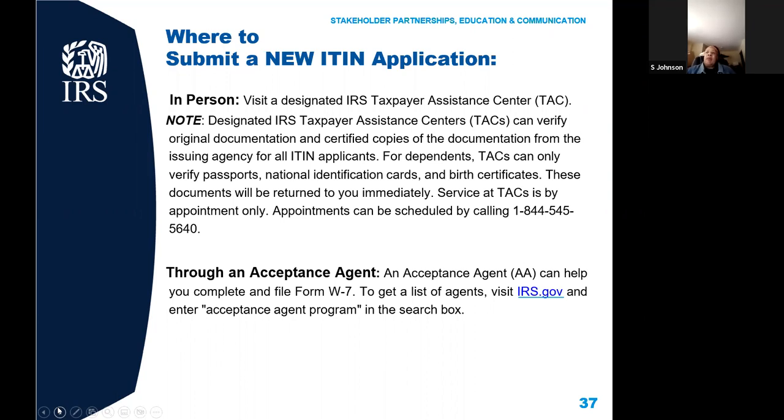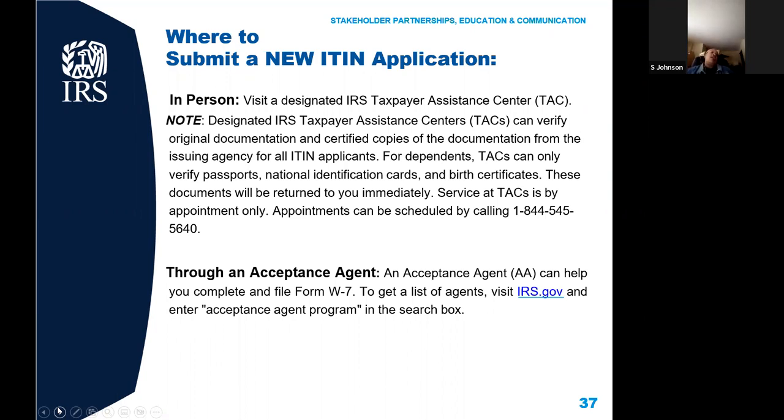Service at the tax office is by appointment only. Appointments can be scheduled by calling this telephone number. I think you heard me give that one to Joanne, which is 1-844-545-5640. When you call, you tell them what you want to do. They normally ask you how many applicants you have because they have to schedule accordingly.